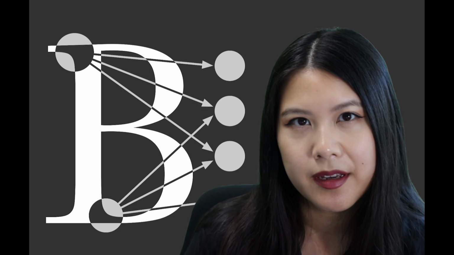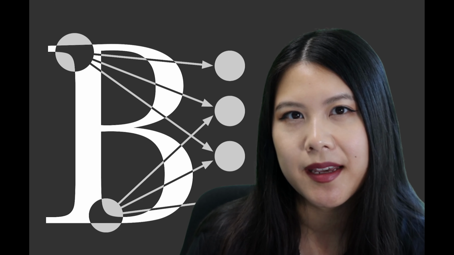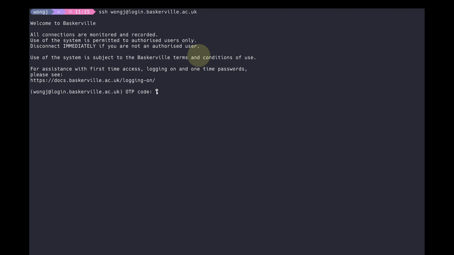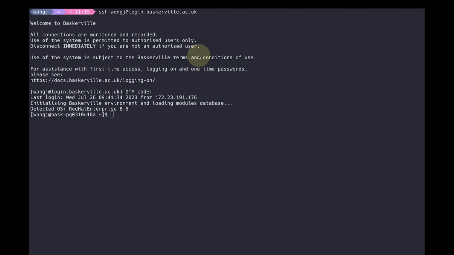Let's now take a closer look by connecting to Baskerville via SSH. Type SSH followed by your username at login.baskerville.ac.uk. Enter your one-time passcode from your authenticator that you've set from your first time logging in. A link to the video tutorial covering first-time access is given in the description box below. Once this is done, you are now connected to a login node on Baskerville, as indicated by the prompt on the command line. Login nodes on Baskerville normally end in U16A, U18A, and U20A.